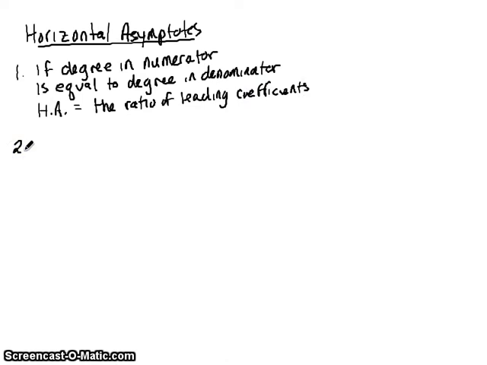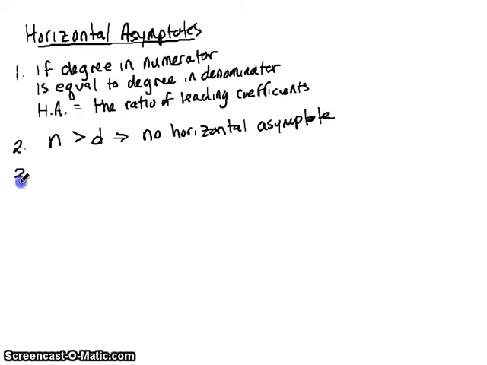Second one would be if the degree in your numerator is greater than the degree in your denominator, then you are going to have no horizontal asymptote. And then on the third one, if the degree in your denominator is bigger than the degree in your numerator, your horizontal asymptote is going to be y equals 0.